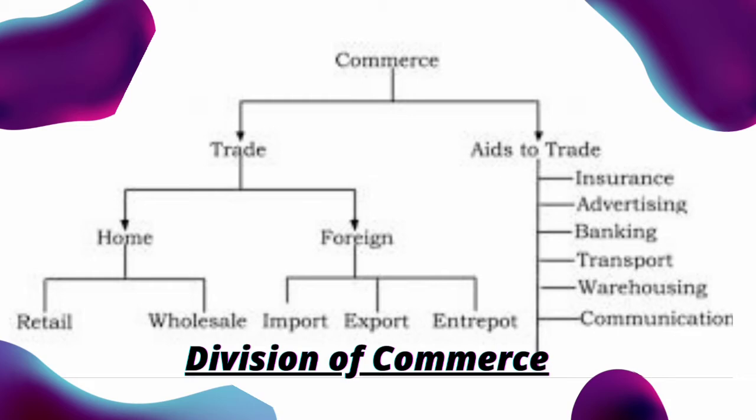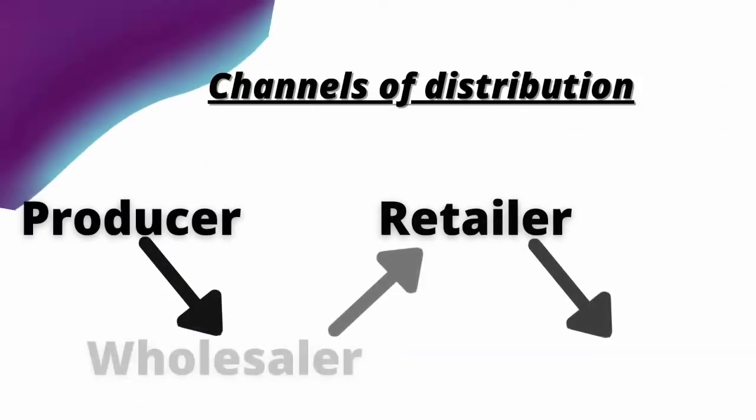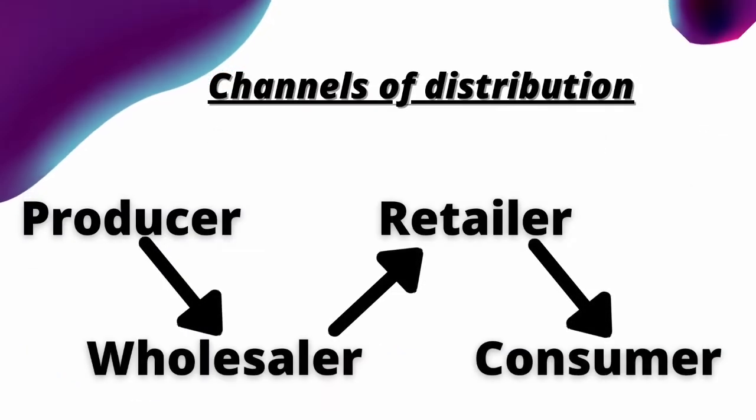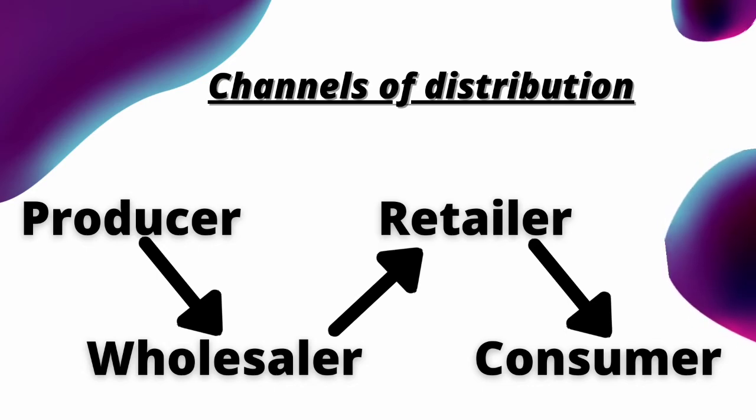So let's start with the channels of distribution. Under trade, we have the wholesale and the retail. The channels of distribution is also known as the chain of distribution. Remember, we said in our previous class that production is not complete until the goods get to the final consumer.